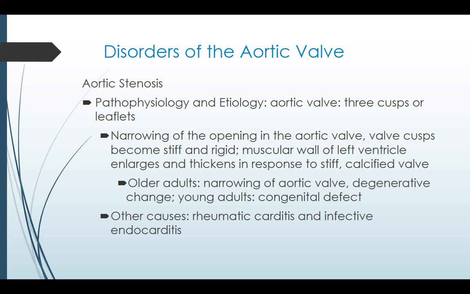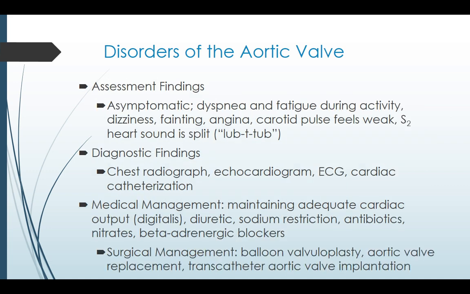Narrowing of the aortic valve, degenerative changes. Young adults, it's a congenital defect. Other causes: rheumatic carditis and infectious endocarditis, and that. So there's other causes for it. Assessment findings: asymptomatic, dyspnea and fatigue during activities, dizziness, fainting, angina.